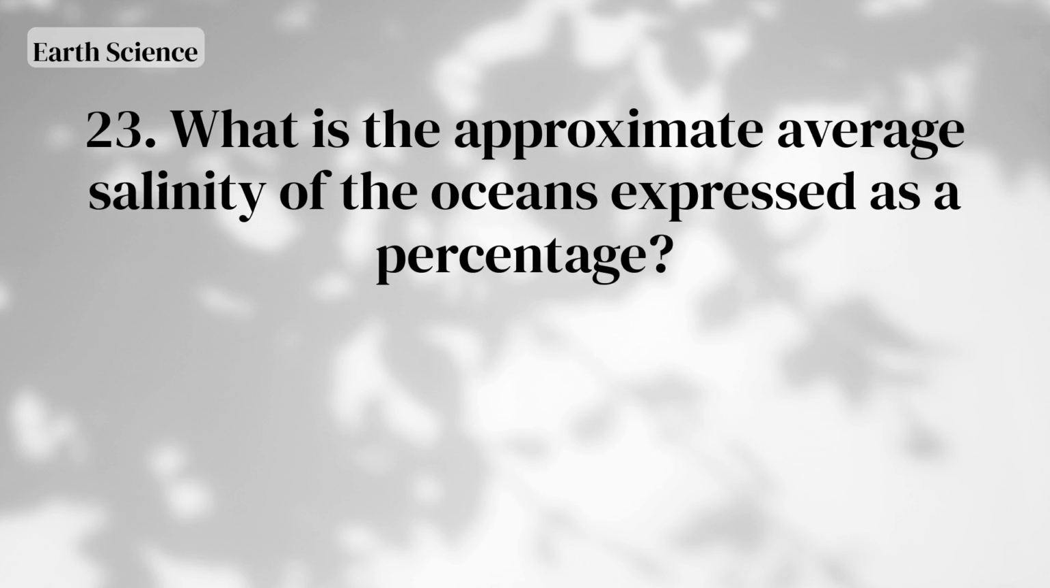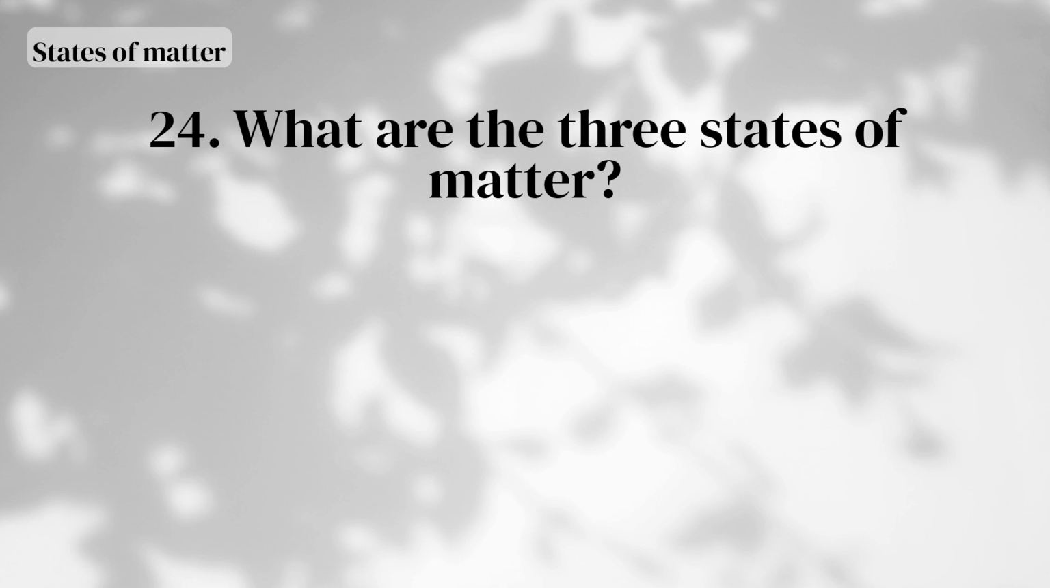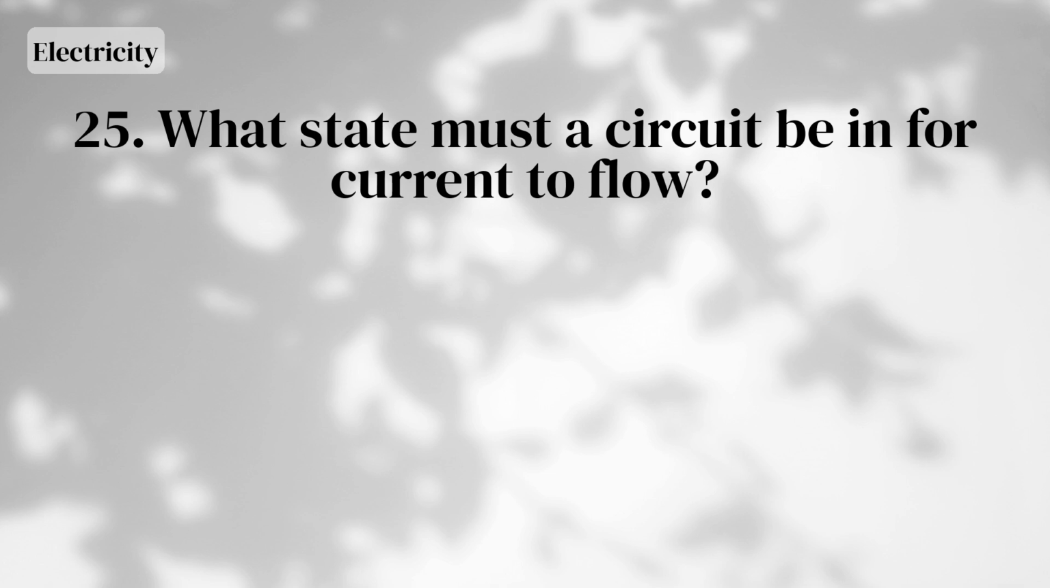Mercury. What is the approximate average salinity of the oceans expressed as a percentage? Approximately 3.5%. What are the three states of matter? Solid, liquid, and gas. What state must a circuit be in for current to flow?